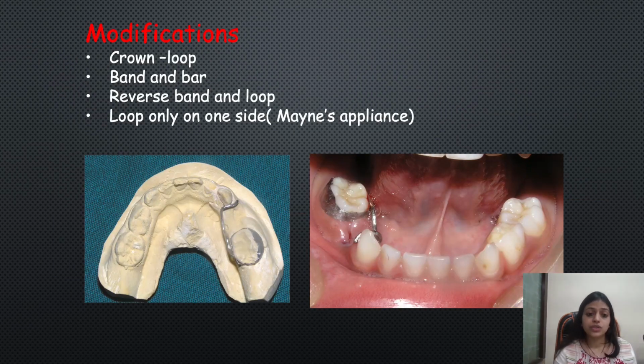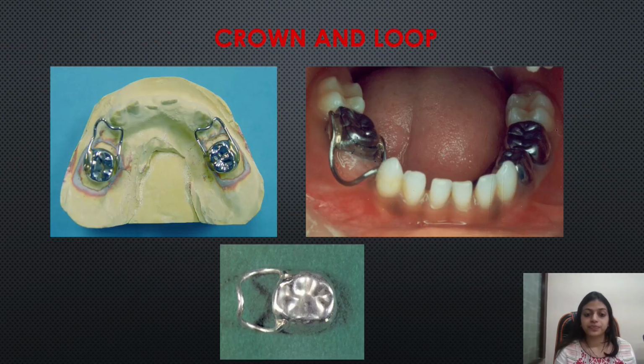There are certain modifications of it like crown and loop, where instead of a band we use a crown. And band and bar, where instead of the loop a straight bar of wire is used. Reverse band and loop appliance, in which the band is placed on the tooth which is anterior to the lost space. And loop only on one side like this is called the Mayo appliance. So all these are the modifications.